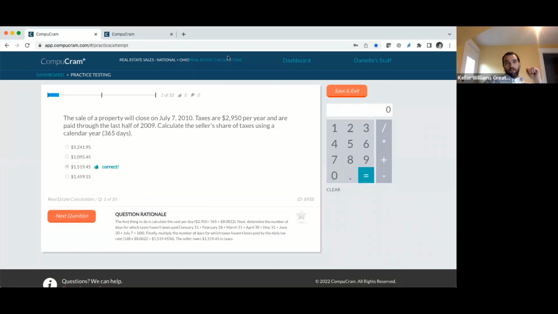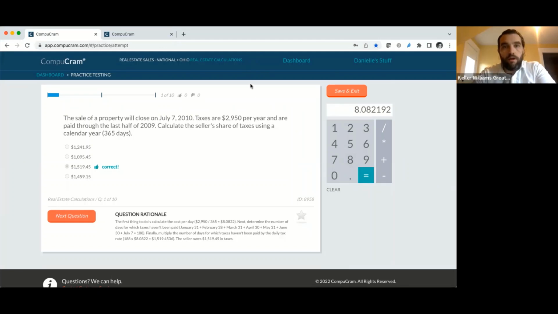So how does that come to be the answer? Well, let's talk about it. Taxes are $2,950 a year. We're told that we're supposed to use a 365-day calendar. So we're going to calculate taxes down to the day based on what the seller owns. So divide by 365. That means daily taxes are a little more than $8.08.